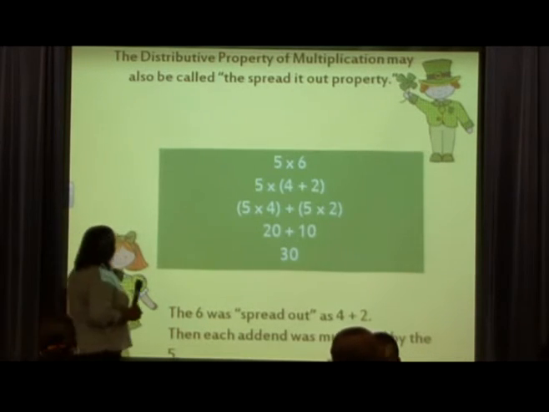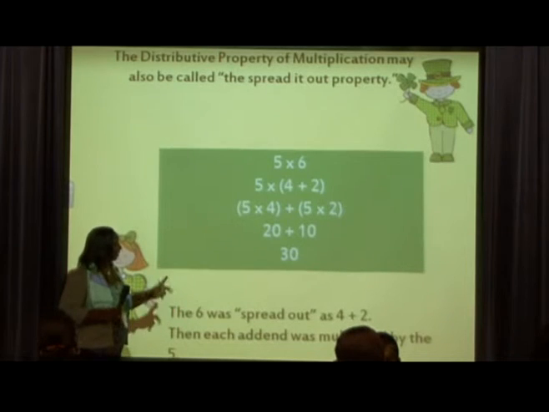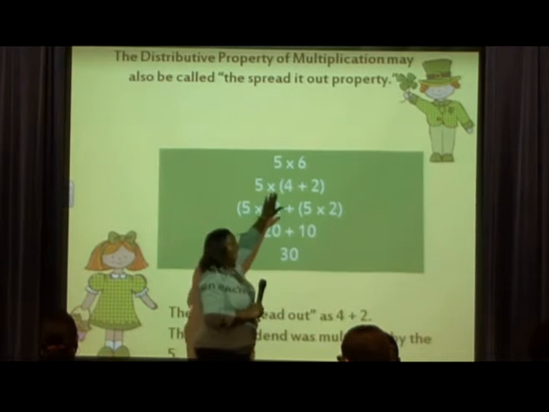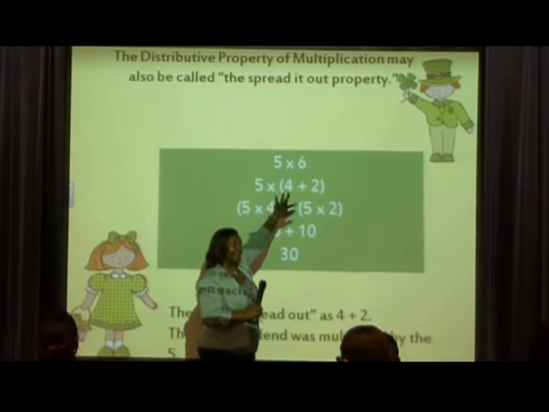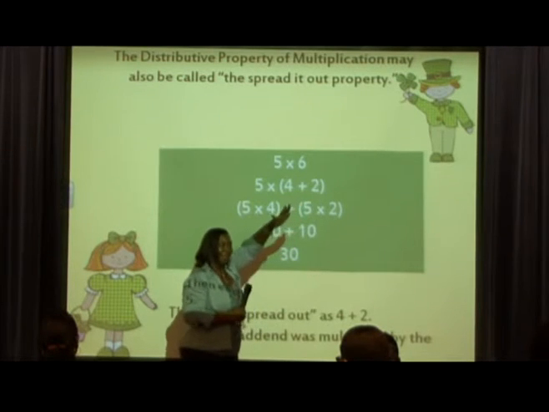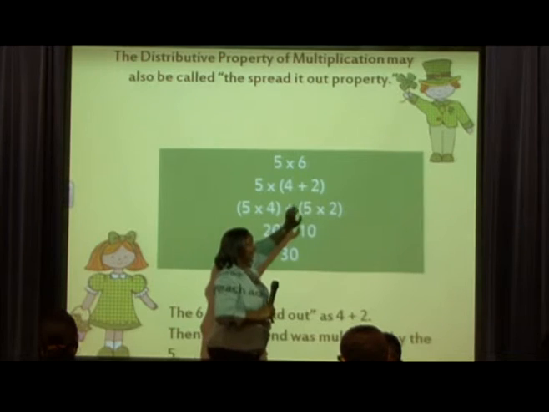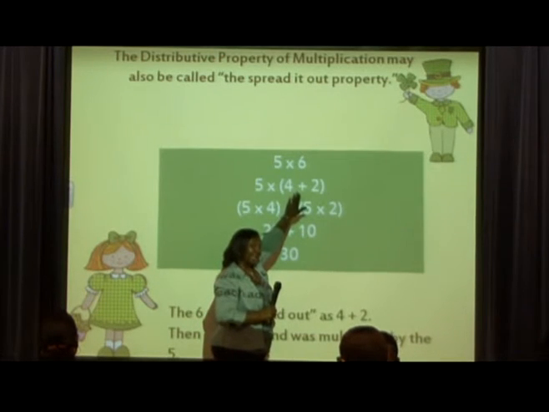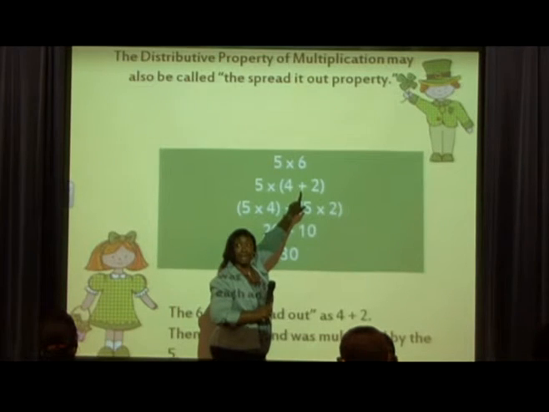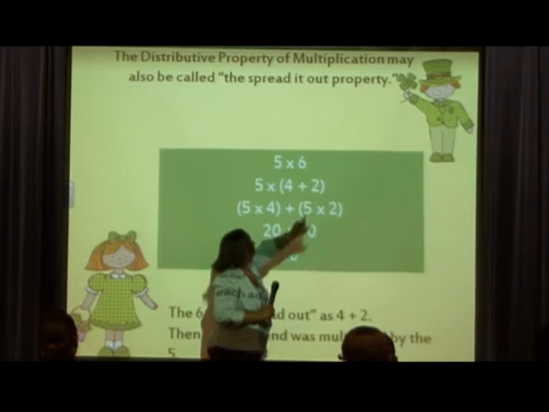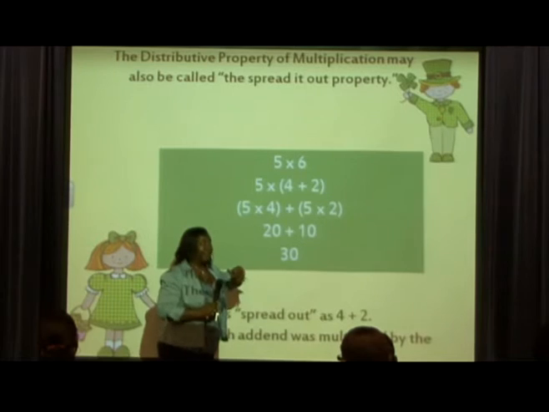For instance, it says the 6 was spread out as 4 plus 2. Maybe I don't know 5 times 6. That's okay. There's another way for me. But I do know that if I break apart the 6, 4 plus 2 makes 6, so I'm still going to multiply 5 times 6. I just made it easier for me.